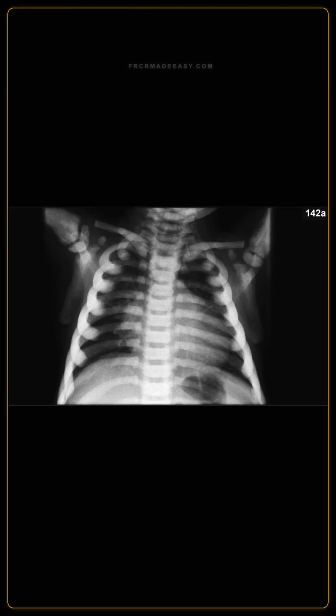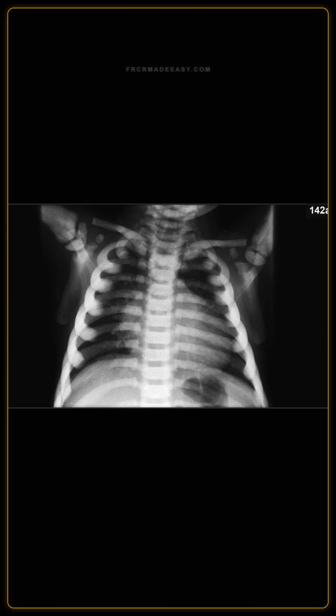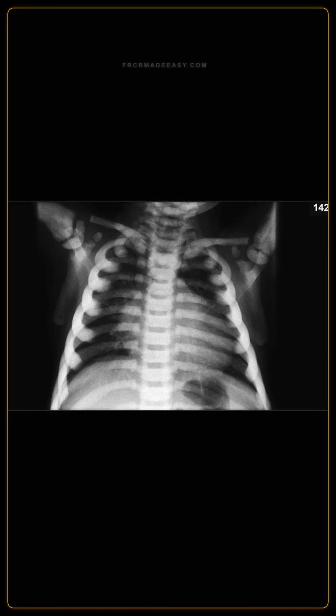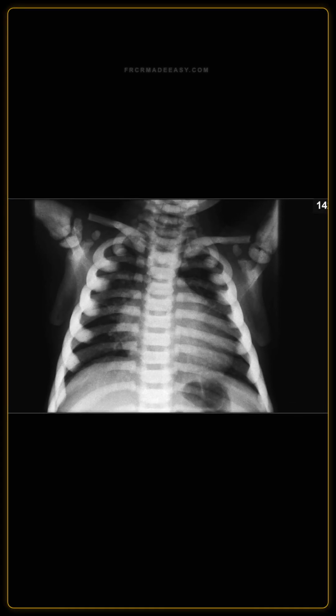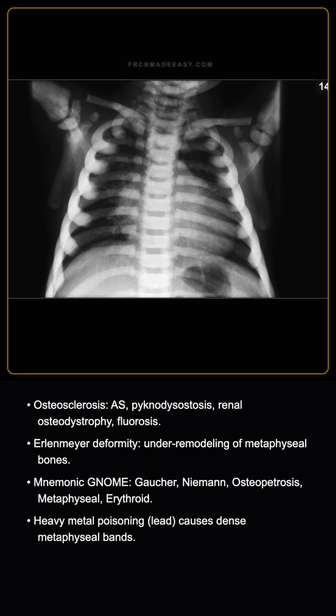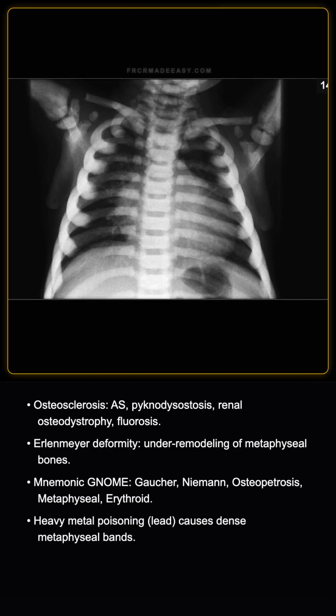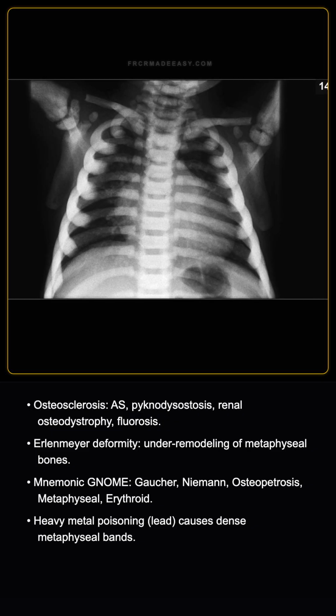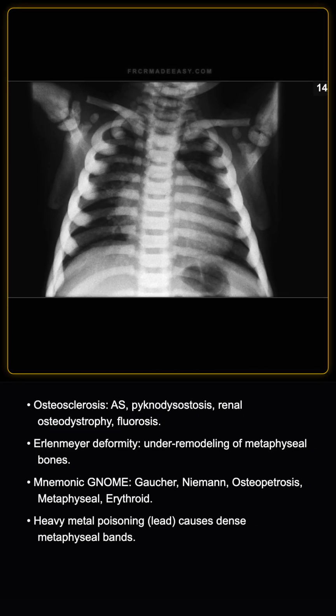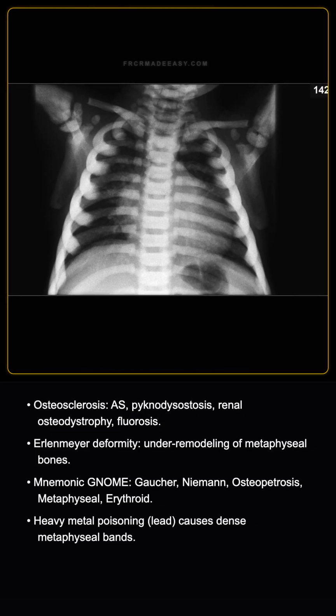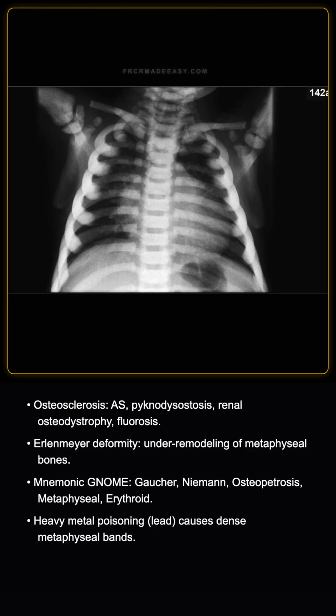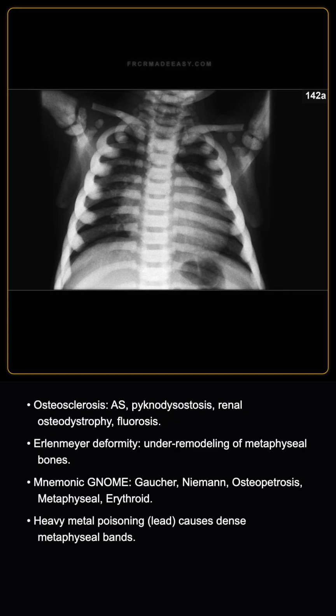What is the differential diagnosis for generalized osteosclerosis in children, and what causes the Erlenmeyer flask deformity? The differential diagnosis for childhood osteosclerosis includes osteopetrosis, pyknodysostosis, renal osteodystrophy, hypervitaminosis D or A, and fluorosis. The Erlenmeyer flask deformity represents a failure of normal metaphyseal tubulization and remodeling during growth.